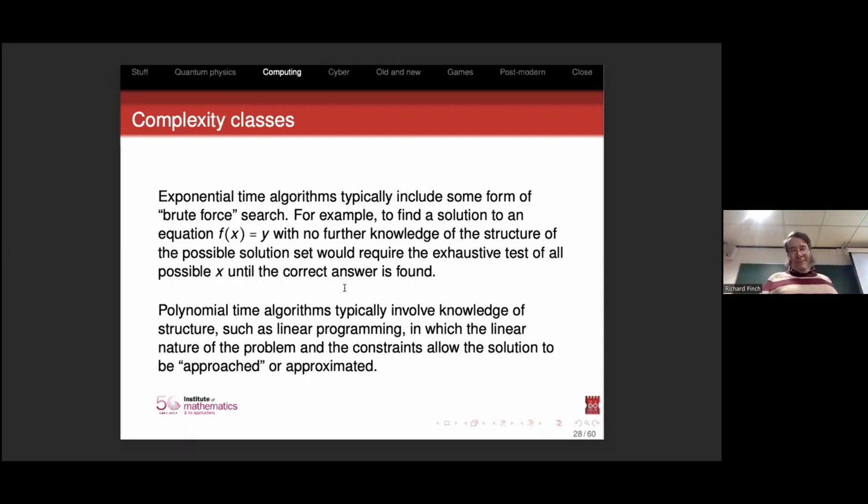That is typical of an exponential algorithm. Polynomial time algorithms typically occur when you've got structure on the set of solutions, for example linear structure, so solving linear equations, or linear programming to solve optimization problems. The structure allows you to sneak up on the answer bit by bit and get your luck in lots of little bits. That's what a polynomial time algorithm typically looks like.